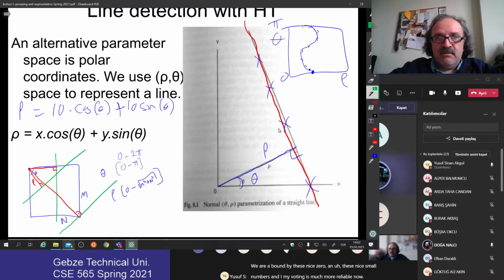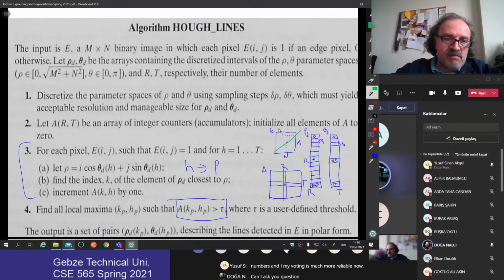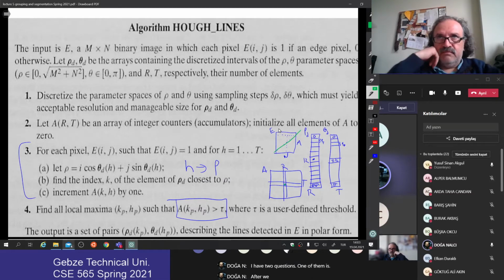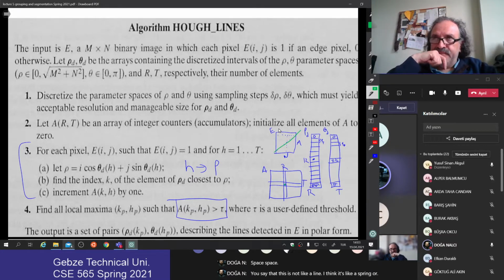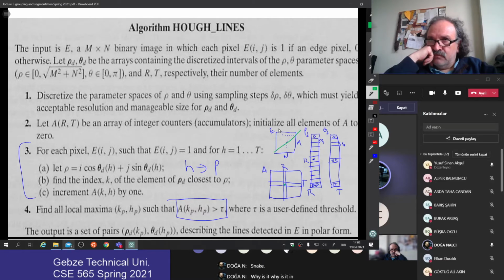Okay, any question? Can I ask a question? Sure. Well, this is very powerful Hough lines algorithm. I have two questions. One of them is after we run this algorithm and then we write it to A space, you say that this is not like a line. I think it's like a spring or a snake. Yeah. Why is it shaped like that on that space?